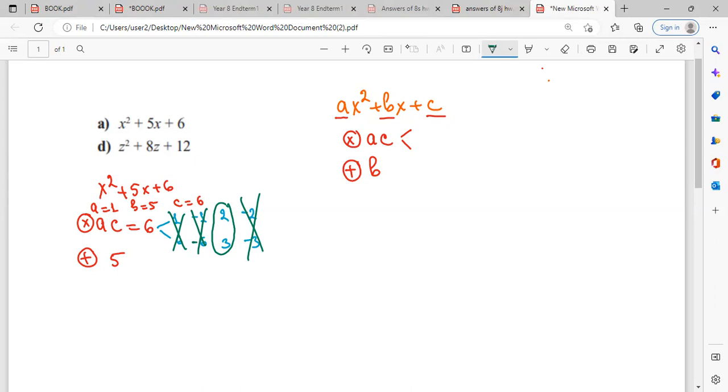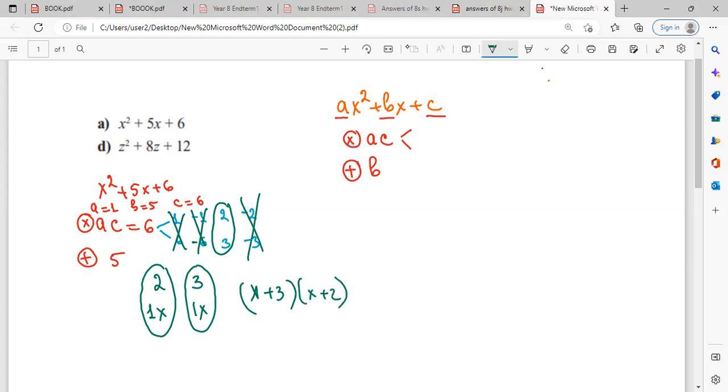Okay, 2 and 3, you found it. So what will you do now? You write 2 and 3, and then look at the coefficient of x. It's just 1, so 1x, 1x. Should we simplify something? No. That's why you take these values like that. Can you write just x instead of 1x? Yes, sure. So x plus 3, x plus 2. This is your final answer.